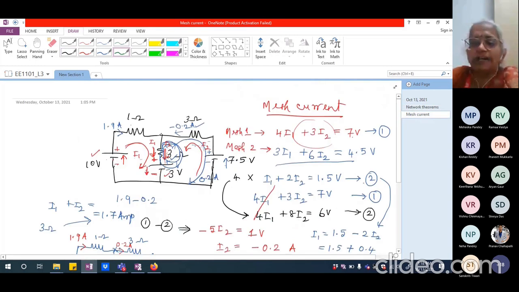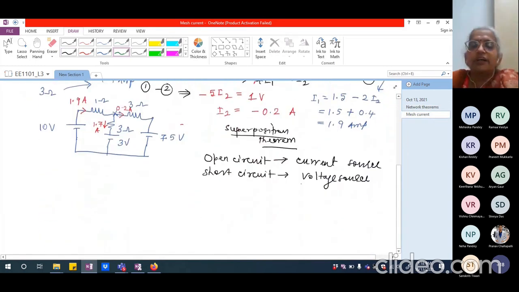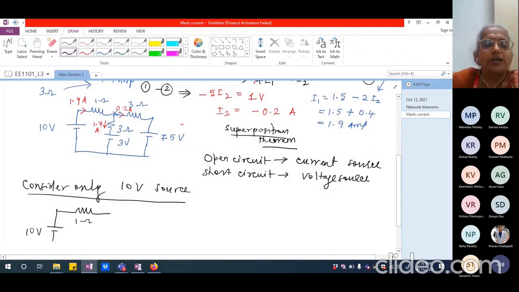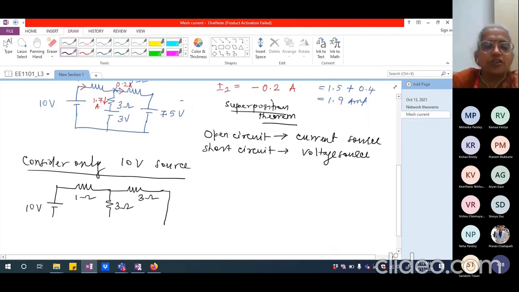Okay, so I'm going to come back here. Whatever we had done, first of all, I'm going to consider only 10 volt source. So when I consider only 10 volt source, I'm going to have 10 volts here. I'm going to have this 1 ohm here. I'm going to have a 3 ohm here. And I'm going to have again 3 ohm here. And I'm going to short circuit the voltage source. So this is short circuited. This is also short circuited. I'm going to put them together like this. This is the circuit when I'm considering only 10 volt source.